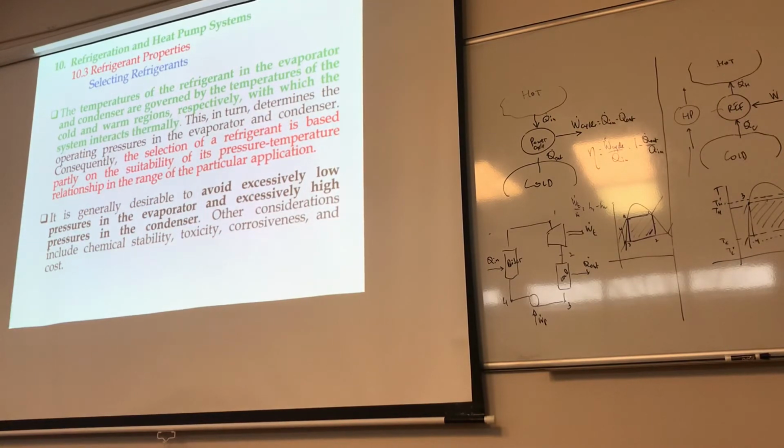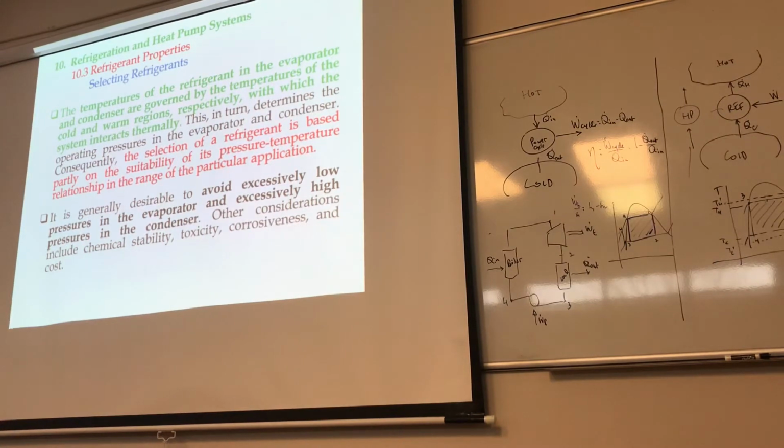Consequently, the selection of refrigerant is based partly on the suitability of this pressure-temperature relationship in the range of the particular application. So after you select that, you know what your TH is, you know what your hot environment is, what its temperature is, you know what the cold environment is, and then you go, okay, now my refrigerant has to be this and that, right? And this is the pressure, that's that pressure.